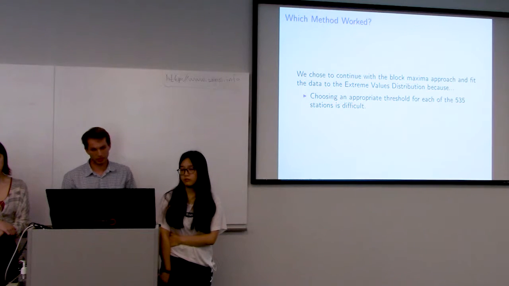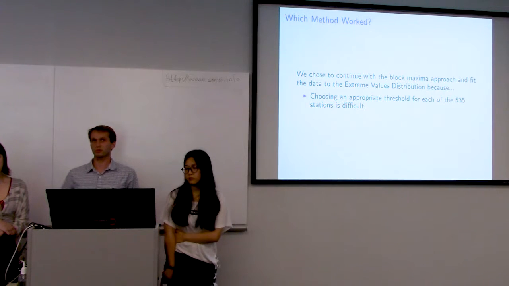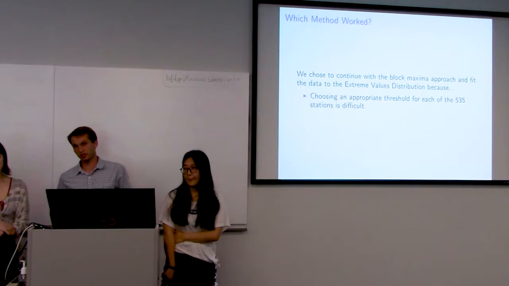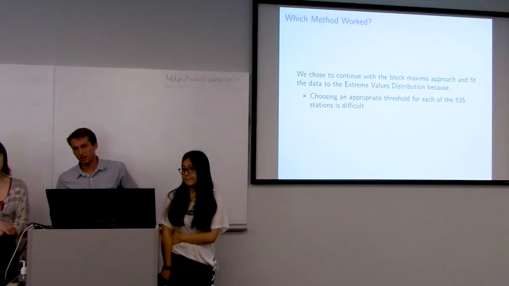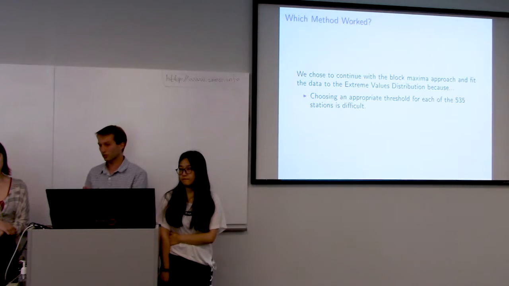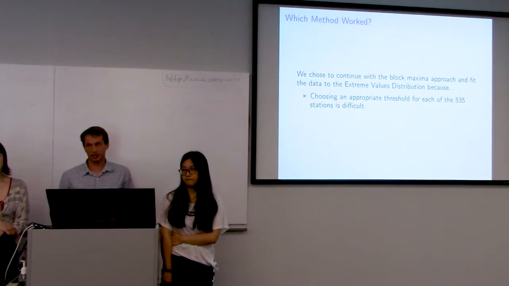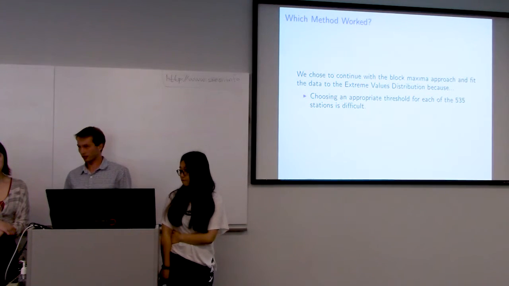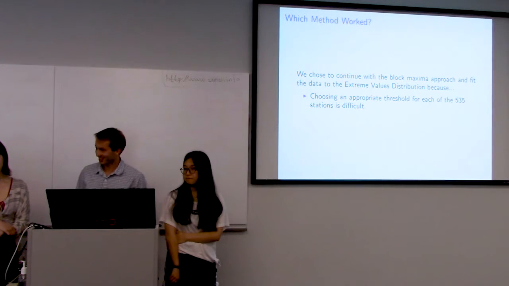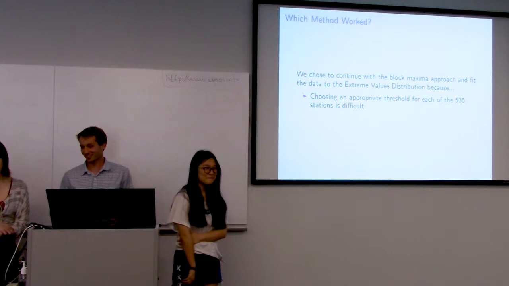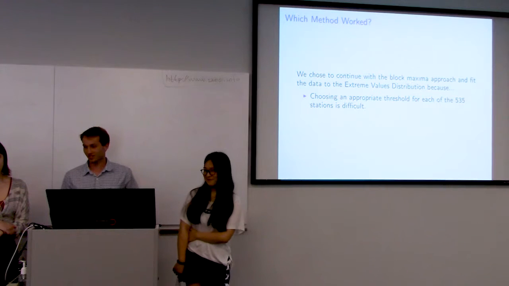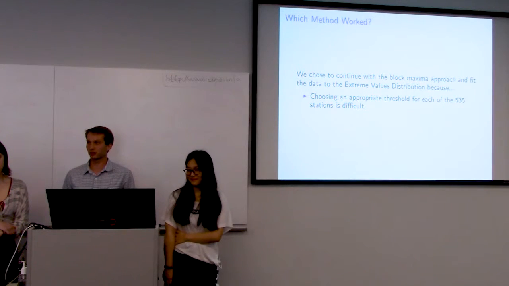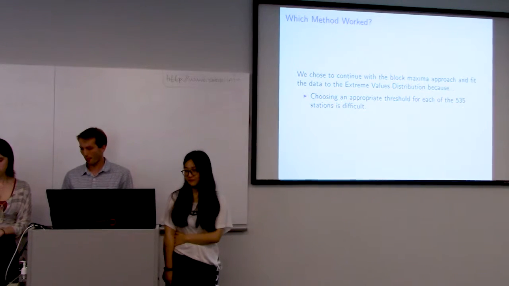Another reason that we're doing this is that the theory behind the generalized Pareto distribution says that the threshold should be converging to infinity. In our case, the thresholds are normally around 1 to 2. I don't know about you, but I don't think that's getting close to infinity. So I think a big assumption is being violated here, so that's another reason why we chose the GEV method.